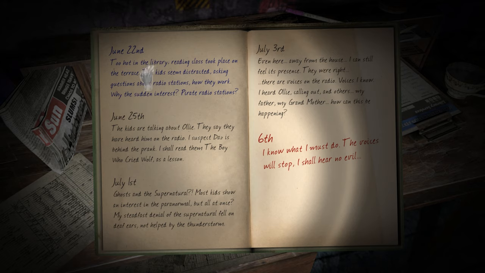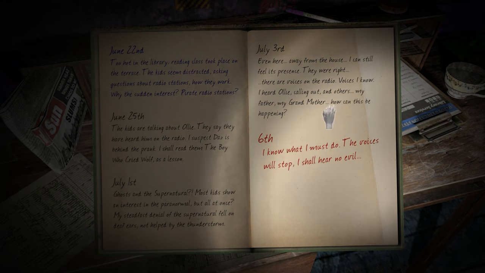July 1st. Ghosts and the Supernatural? Most kids show an interest in the paranormal, but all at once? My steadfast denial of the supernatural fell on deaf ears, not helped by the thunderstorm. July 3rd. Even here, away from the house, I can still feel its presence. They were right. There are voices on the radio. Voices I know. I heard Ollie calling out, and others. My father. My grandmother. How can this be happening? The 6th. I know what I must do. The voices will stop. I shall hear no evil.